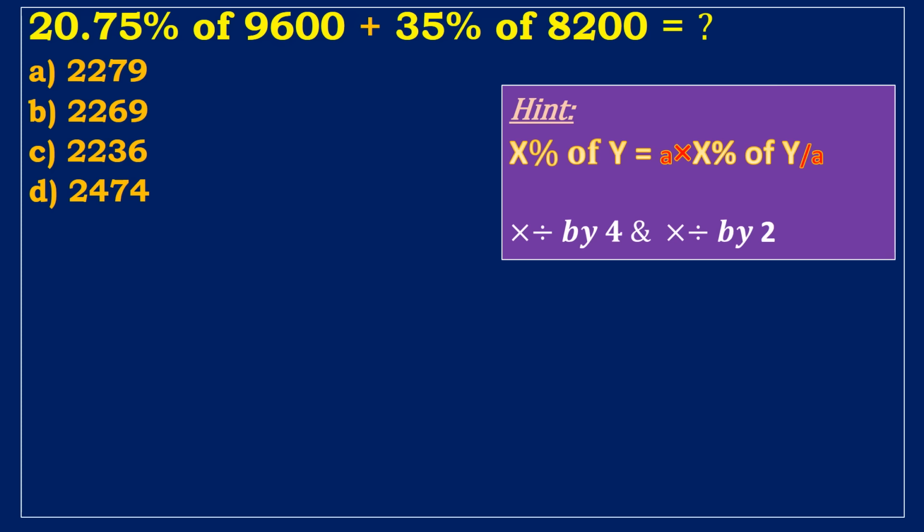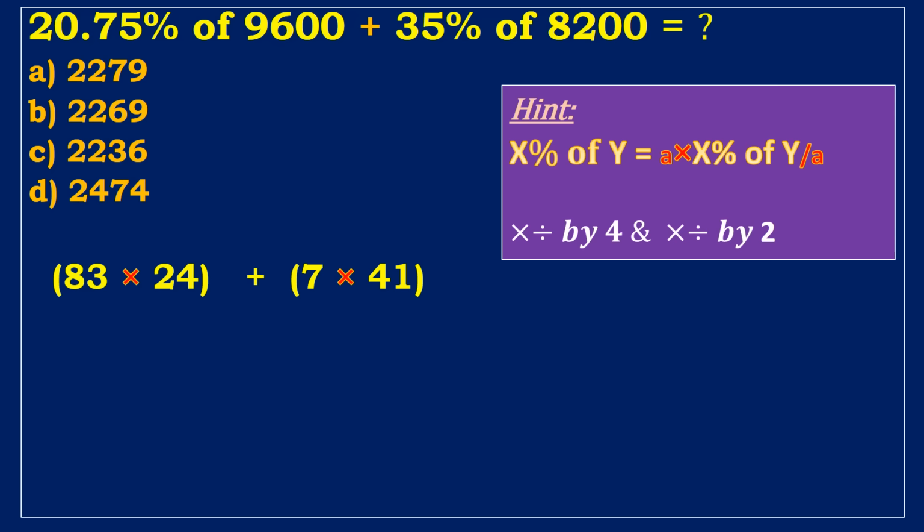The first portion of the computation multiplies 20.75% by 4, while the second component divides 9,600 by 4. Similarly, 35% is multiplied by 2, and 8,200 is divided by 2. After ignoring the percentage and two zeros, the calculation becomes 83 into 24 plus 7 into 41.